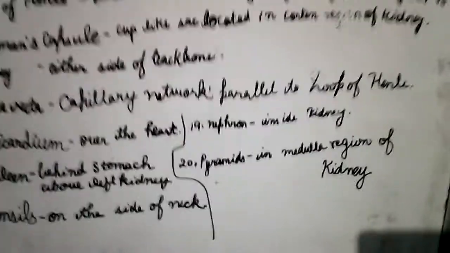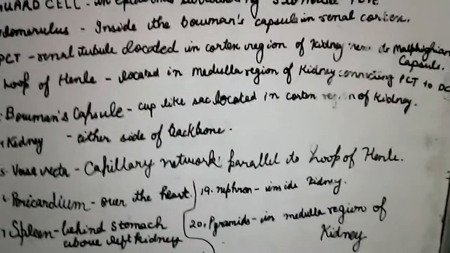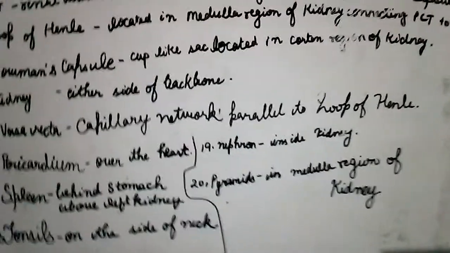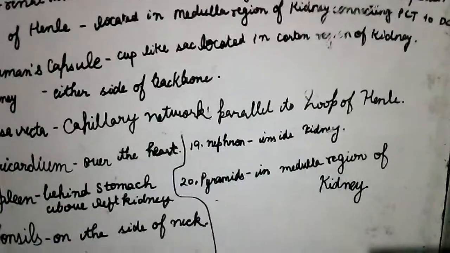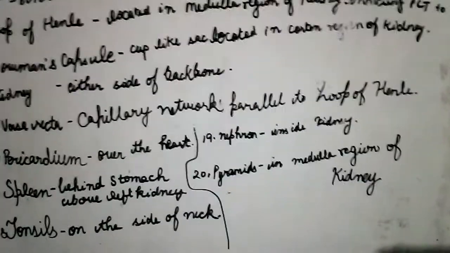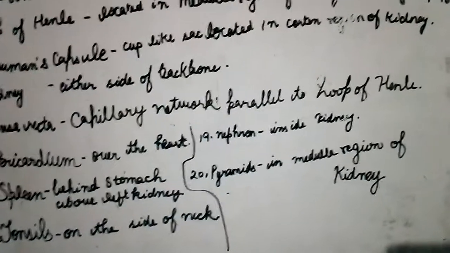19th question, nephron. Nephron is what we have talked about. All these parts, glomerulus, PCT, loop of Henle, Bowman's capsule, all are the parts of nephron. There are millions of nephrons which are present inside the kidney. Then I have mentioned 20th question, pyramids. Pyramids are present in the medulla region of the kidney.